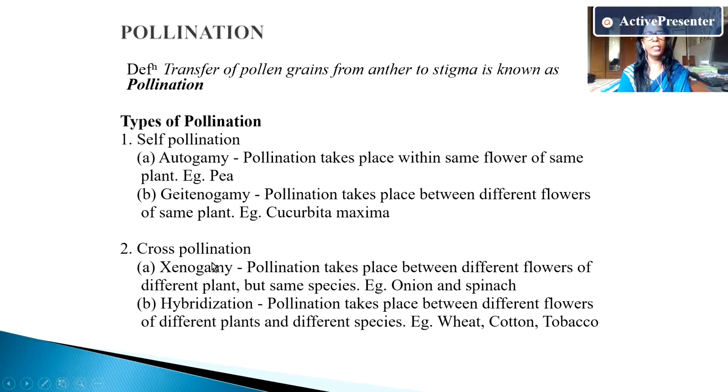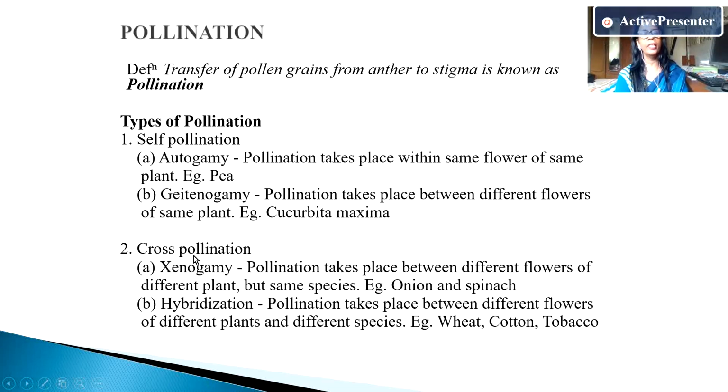And for cross-pollination, the types are xenogamy and hybridization. Xenogamy means pollination takes place between different flowers of different plants but the same species. Example onion, spinach, etc. Hybridization: pollination takes place between different flowers of different plants and different species. Example wheat, cotton, even hibiscus; Hibiscus rosa-sinensis with Hibiscus esculentus, that is China rose and lady's finger. They come under the same genus but different species. If they get pollinated, or through artificial pollination, we can say it is hybridization.